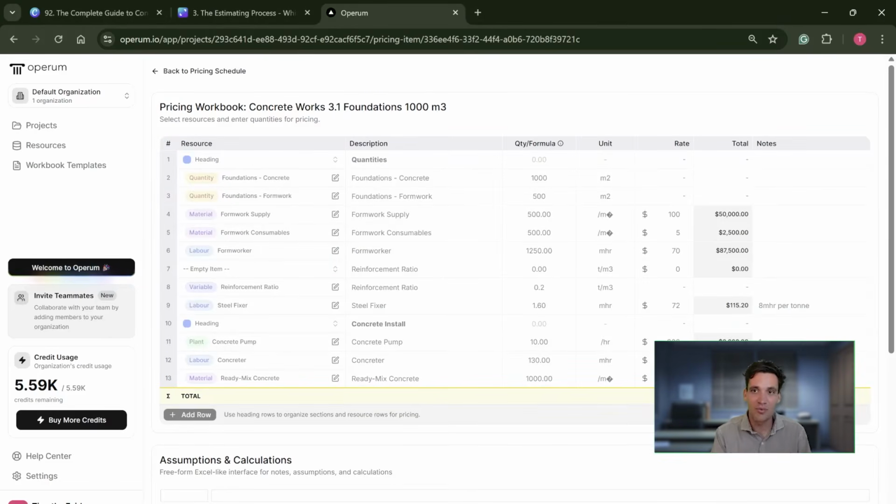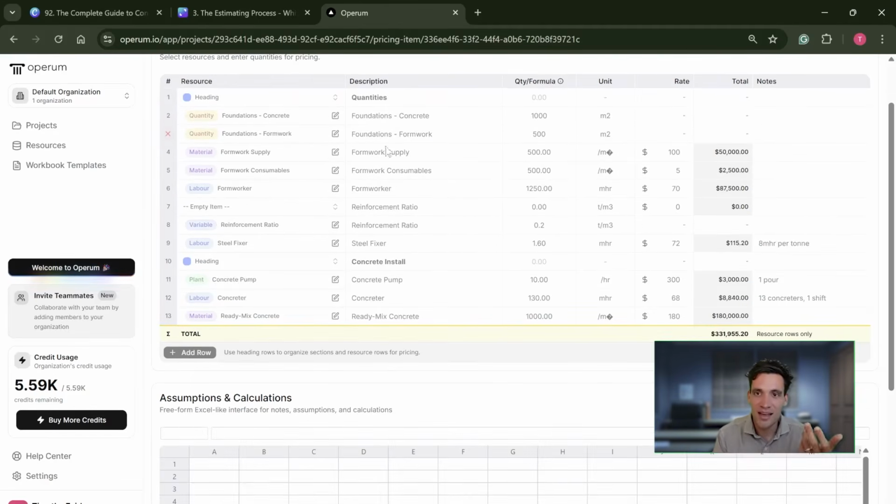Pricing workbook, again, is just a combination of different rates and quantities. For example, if I'm pricing 1,000 meters cubed of concrete, my quantity of concrete is 1,000 meters cubed. I need 500 meters squared of formwork. So I've got a rate for formwork, which is $100 a meter squared, and I've got a quantity of formwork, which is 500 meters squared. I need a concrete pump for 10 hours to pour this. So I've got a rate of a concrete pump, which is $300 an hour, and a quantity, which is 10 hours.